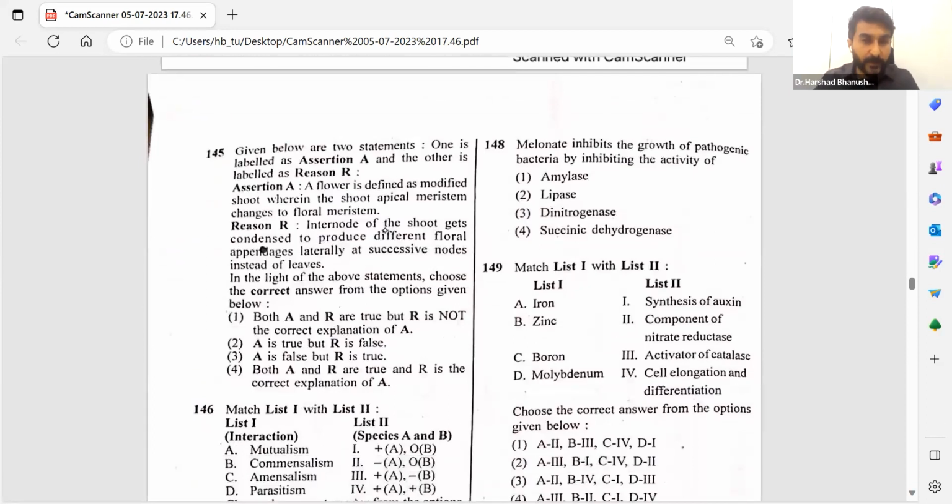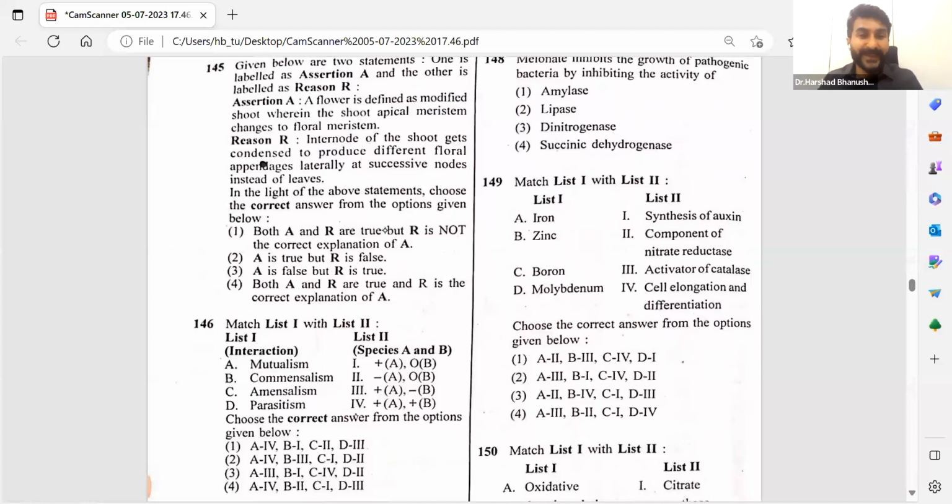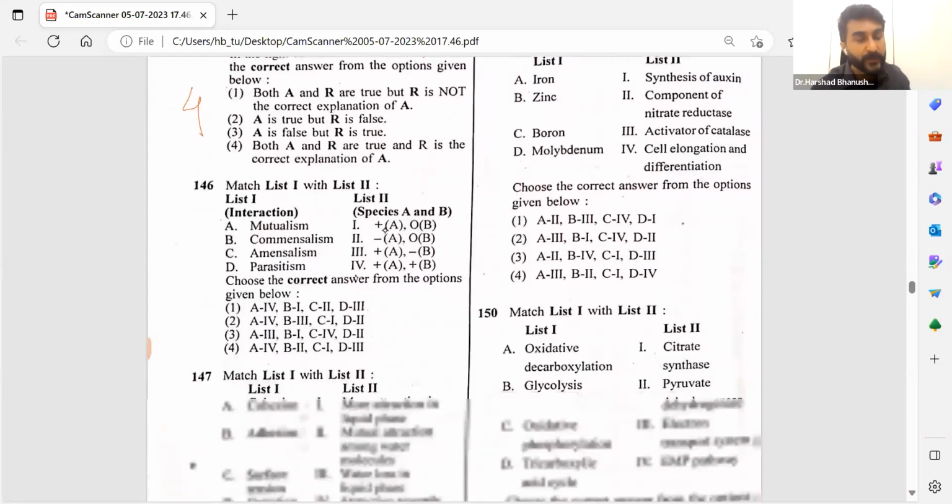Given below are two statements. One is assertion, one is reason again. A flower is defined as a modified shoot wherein the shoot apical meristem changes into floral meristem. Correct. Internode of the shoot gets condensed to form different floral appendages laterally at successive nodes. Yes. So this is a correct explanation because they have shown in the reason how the shoot gets modified. So I would say it's a correct explanation and our answer would be option number 4.